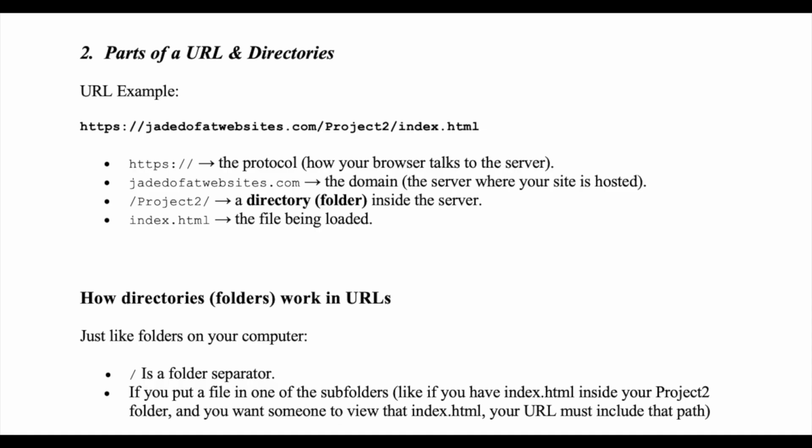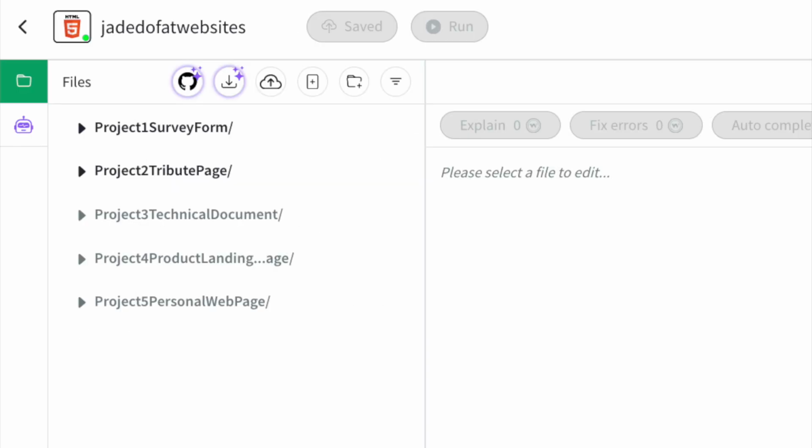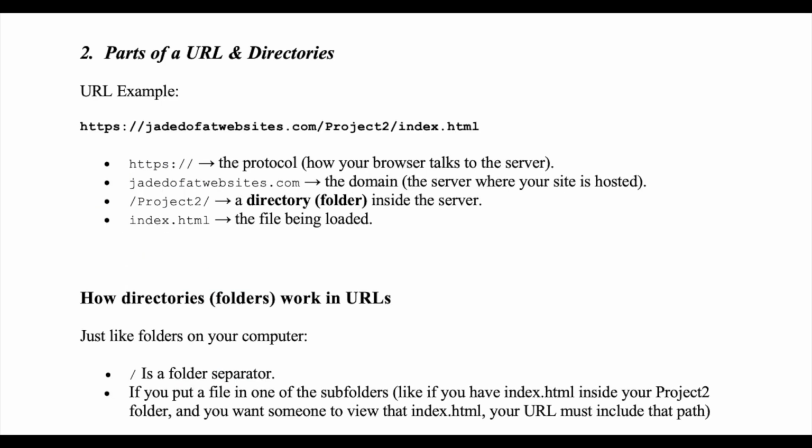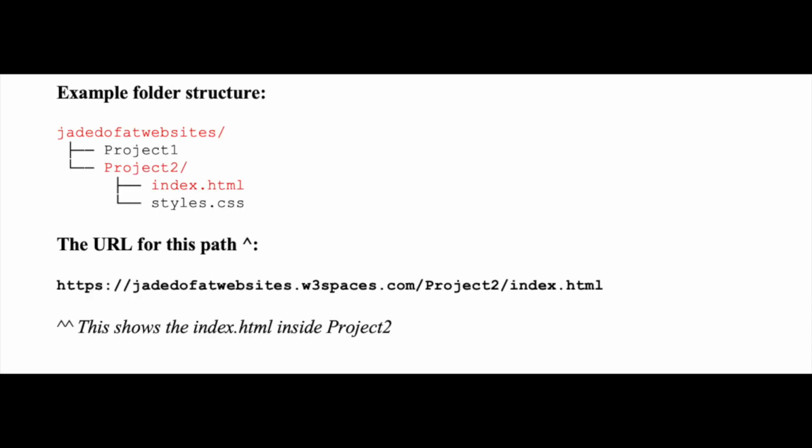This is why it's important that you guys know the parts of a URL and how directories work. So in this example, my space is called JDOFAT websites. And then as you can see, I had those folders inside, Project 1, Project 2, Project 3, and so on. And then inside all of those folders, I had an index.html and a CSS file. But depending on what I want to submit, let's say I want to submit my Project 2, your URL will have to specifically reflect your HTML file inside your Project 2 folder.